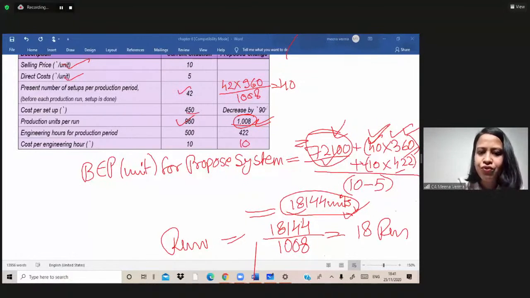450 minus 90 is 360. The cost of each production run is given here. The engineering hours are given for the proposed system, and the cost per engineering hour is also mentioned here. So in this way you can consider all the fixed cost and then the contribution per unit, and you can calculate the break-even point. Is it clear?